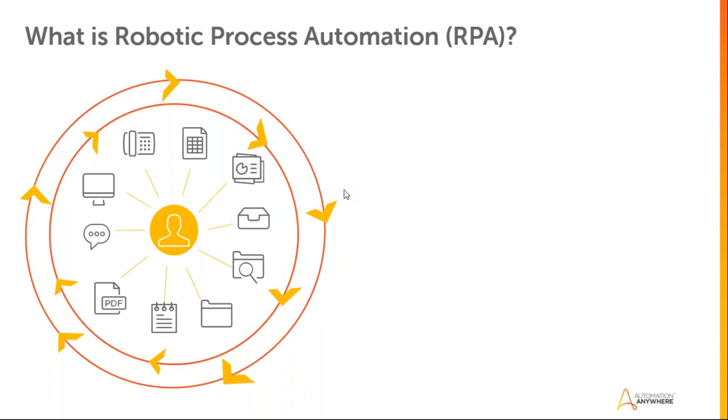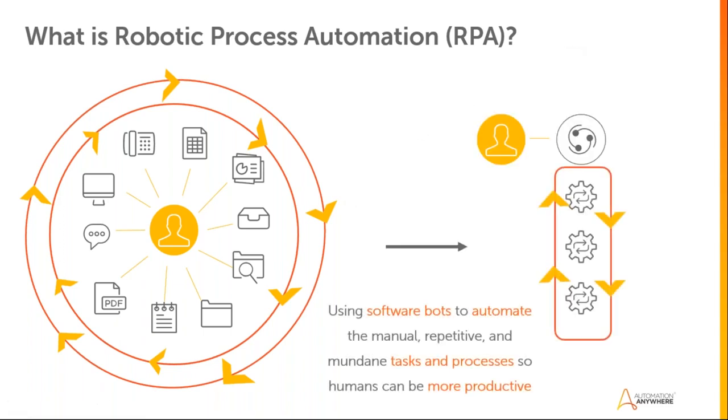That's where we want to use software robots. In short, we call them bots. So RPA is using software bots to automate the manual, repetitive and mundane tasks and processes so humans can be more productive. That's where we offload these kinds of repetitive tasks to bots so that we can spend time on creative thinking, on customer-centric roles where we really need our intelligence so that we can interact with people, which will save us a lot of time.